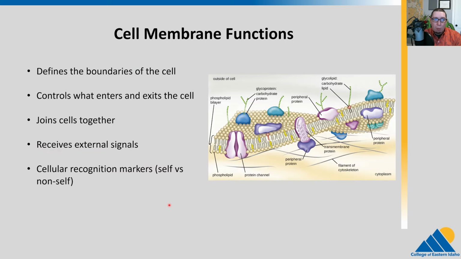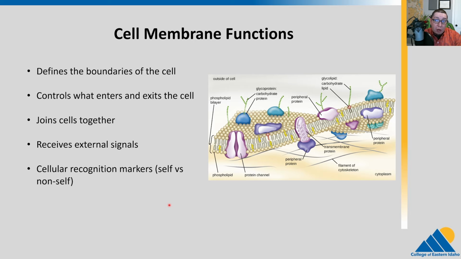So what does the cell membrane actually do? It, of course, defines the boundaries of the cell. Anything inside of it is inside the cell. Anything outside of it is outside of the cell. It also controls what can enter and what can exit. We talked a little bit about how membranes can help join cells together with those joints, tight junctions, things like that. Membranes are really critical in receiving external signals, so molecules that come along and tell the cell something, or things like nerve impulses and stuff like that.